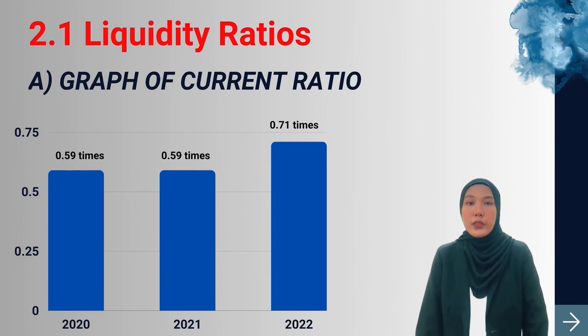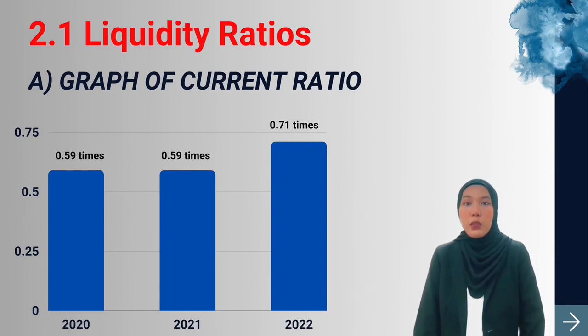Analyze the financial statement of Nestle company from 2020 till 2022. First of all is liquidity ratio. Type of liquidity ratio number 1 is current ratio. Based on the graph beside me, in 2020 and 2021, Nestle company got a similar current ratio, which is 0.59 times, and it increased in 2022, which is 0.71 times. That shows us the current ratio is less than 1.